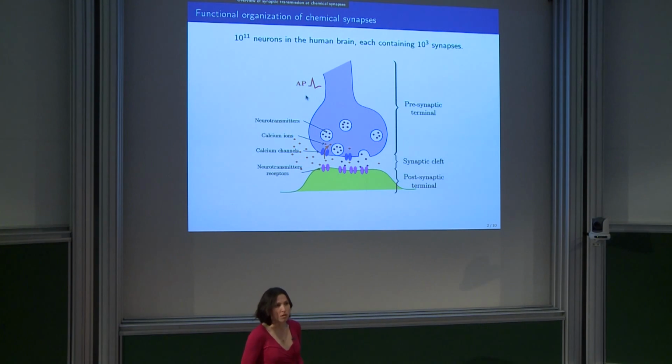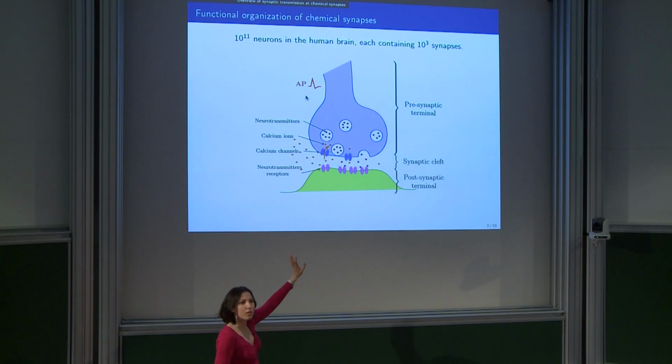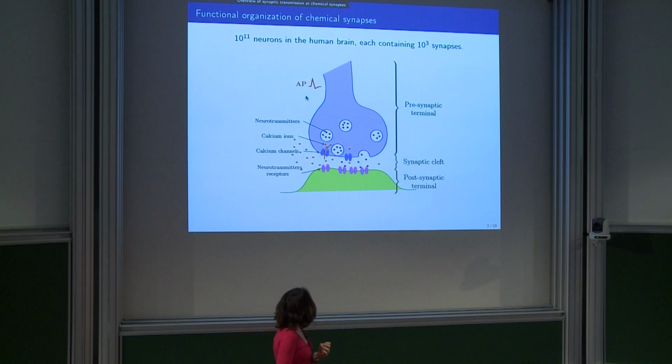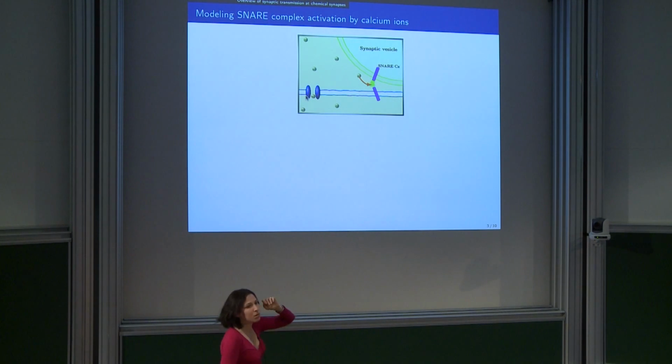So it's a very complex phenomenon. I'm just today interested in what's happening in the presynaptic part when calcium ions enter through the calcium channel and have to find the very small receptors located at the docked vesicle. Okay? So just a zoom on this part.